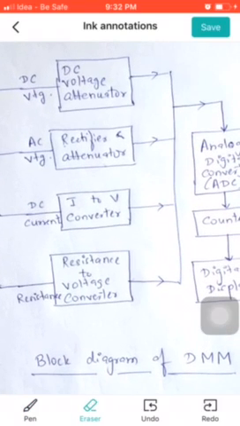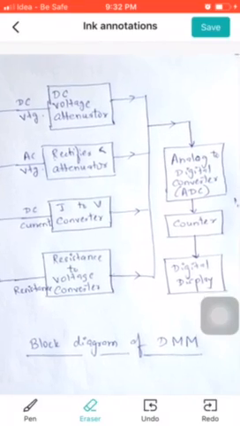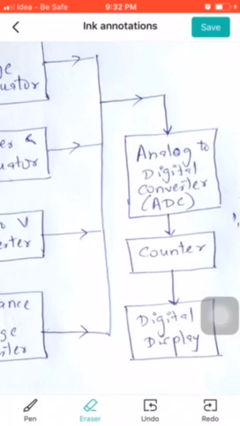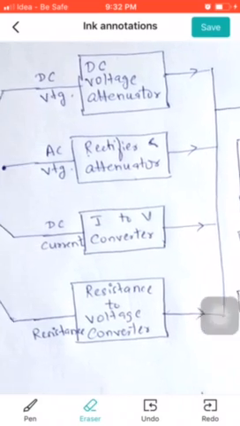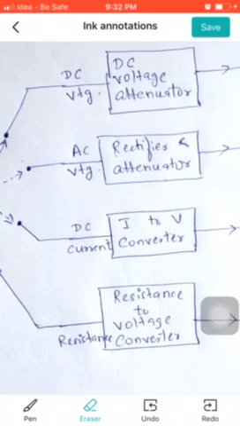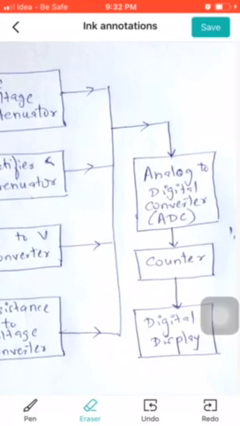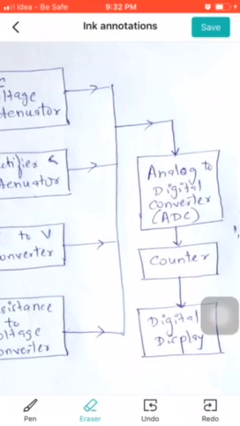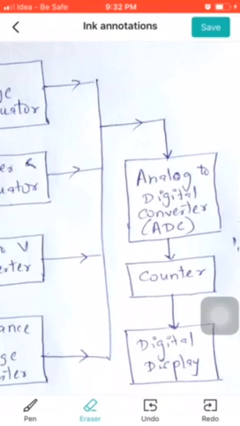Then you can see that all these blocks are going to the next block, which is mentioned as the analog to digital converter, or ADC. The ADC is then going to the counter, and the counter is then going to the digital display. Okay, so I have just taken you through all these different blocks. Now let me tell you what exactly is happening here. Let me start with this particular part, the analog to digital converter.